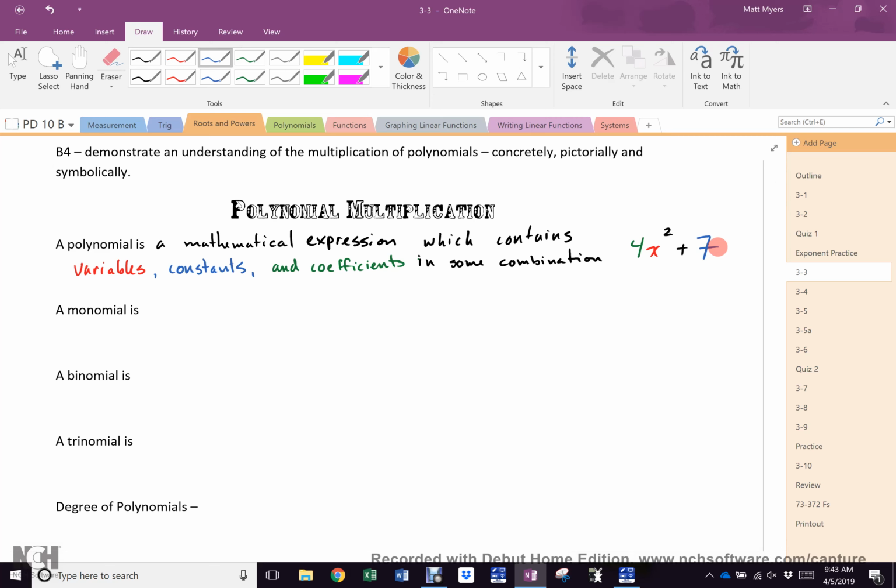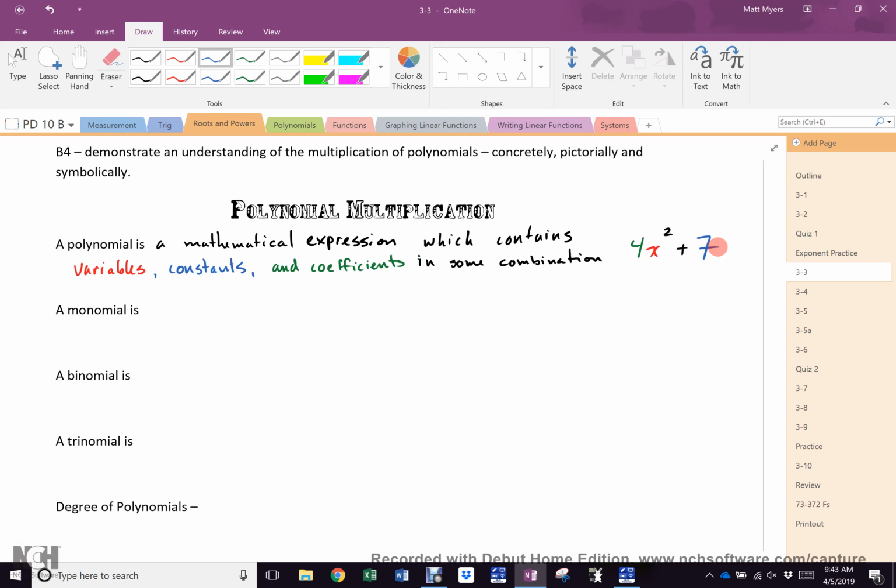Now, there are some weird rules about polynomials. Okay? We're not going to get into them right now. We're just going to get into the basics. We'll talk about the weird rules about them a little later.